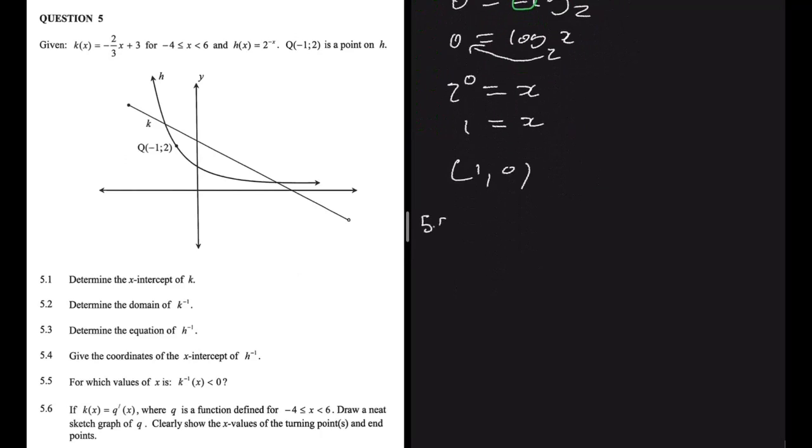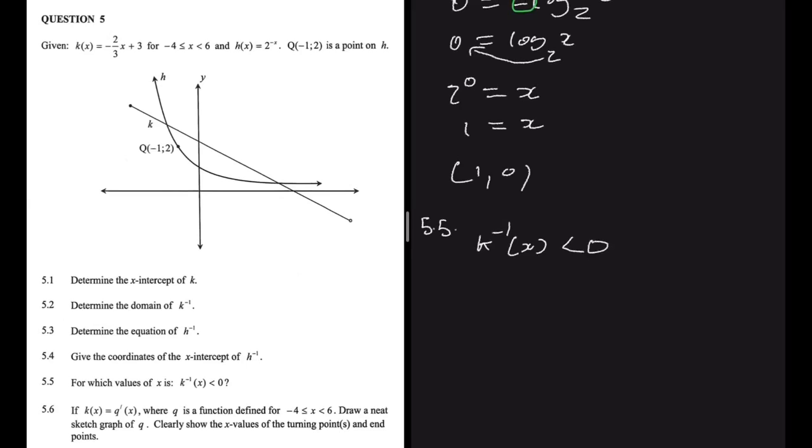And then 5.5 is saying, for which values of x is k inverse less than 0? For k inverse, we now know what the domain is, right? And we also know what the range is because of the relationship we established between k of x and k inverse, right? The domain of k of x is the range of k inverse, and the range of k of x is the domain of k inverse. But how can we possibly find the x values for which k inverse is less than 0? Can you please let me know in the comments?